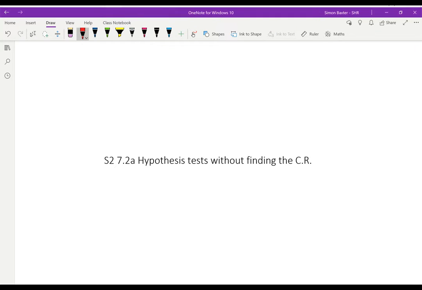I'm now going to look at doing hypothesis tests without first finding the critical region. We shall still be using the idea of the critical region, but we will not calculate it explicitly.